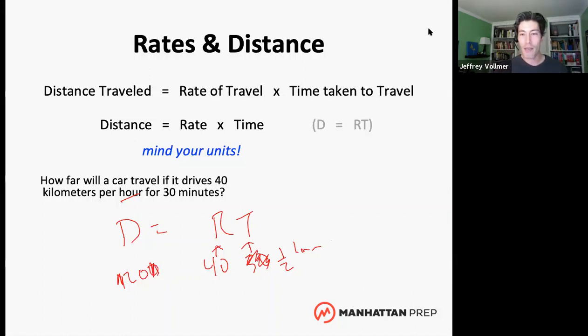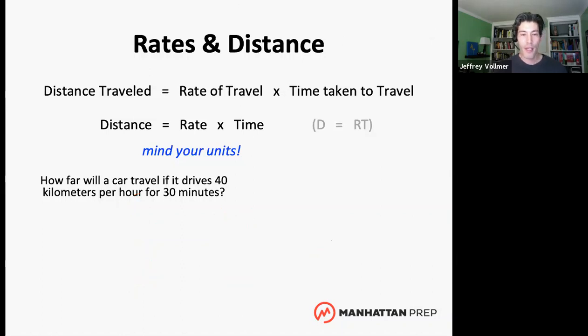So if I clean that up a little bit, what's actually happening here, and I know a lot of people just see 30 minutes and immediately convert that to half an hour, but to make sure we're more systematic about this when the unit conversions get a little bit tougher, and I think they will in a few minutes, we can take 40 kilometers per hour as a rate and multiply it by our time of 30 minutes.